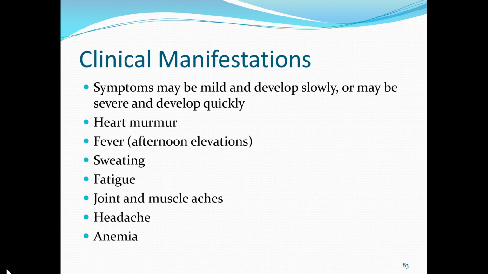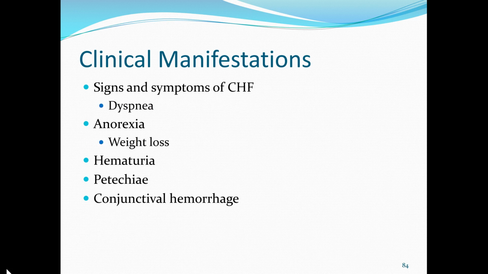They're probably going to have a low-grade fever. Typically, they're going to have afternoon elevations. They're going to have sweating, fatigue, joint and muscle aches, headache, anemia. They're also going to have signs and symptoms of CHF, so they're going to have dyspnea. They're going to have weight loss. They're going to have blood in their urine. They're going to have that petechiae rash, and they may even have conjunctival hemorrhage.